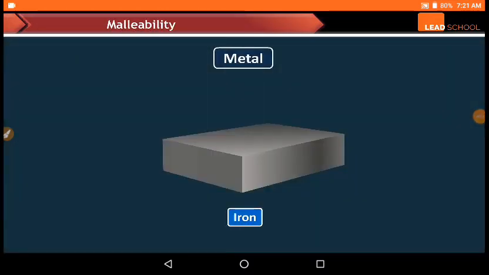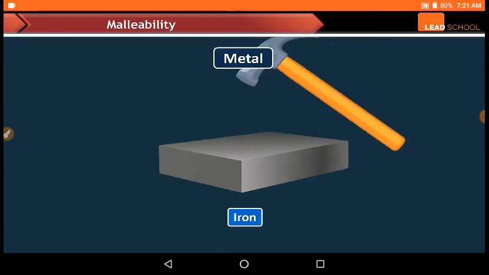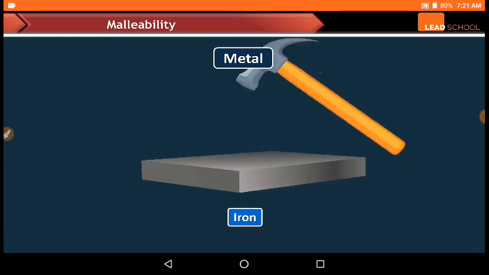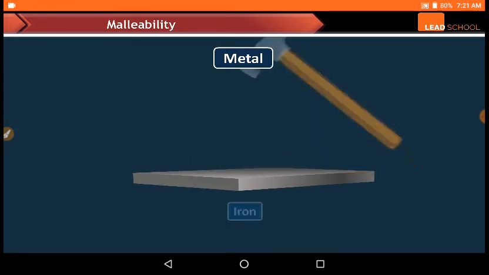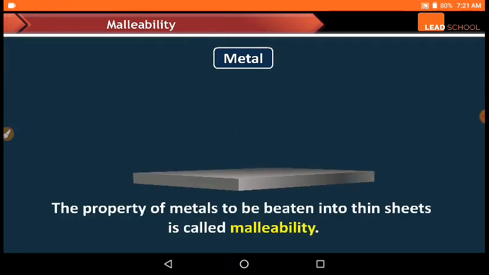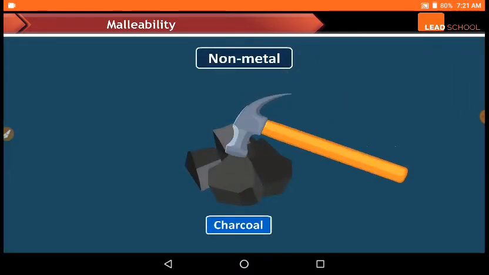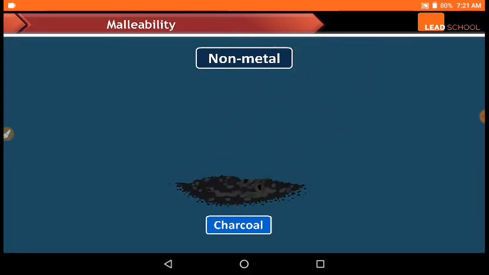If you take a piece of iron and strike it hard with a hammer several times, you will notice that it starts to take the shape of a sheet. This property of metals to be beaten into thin sheets is called malleability. Now, if you try beating charcoal with a hammer, it turns into a powder, right? This shows non-metals are not malleable.